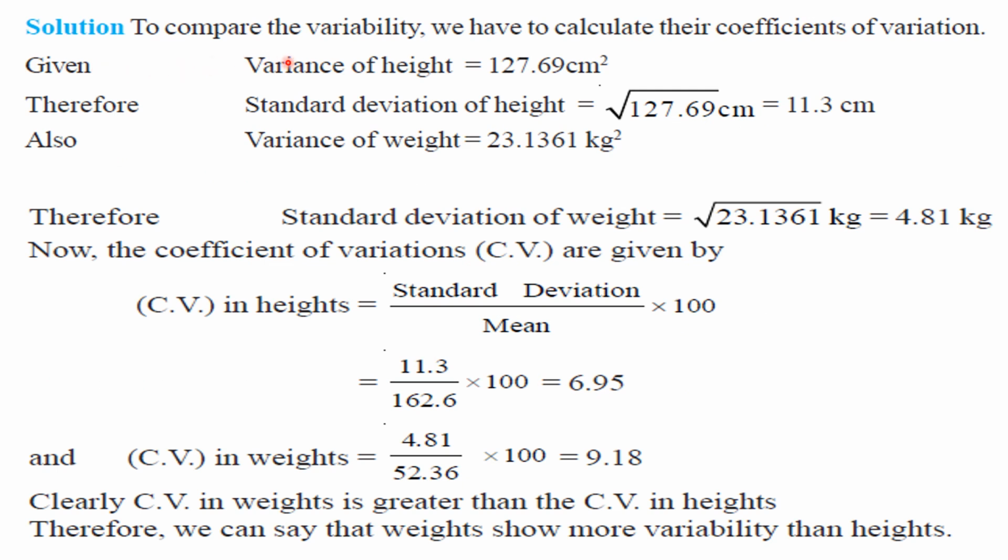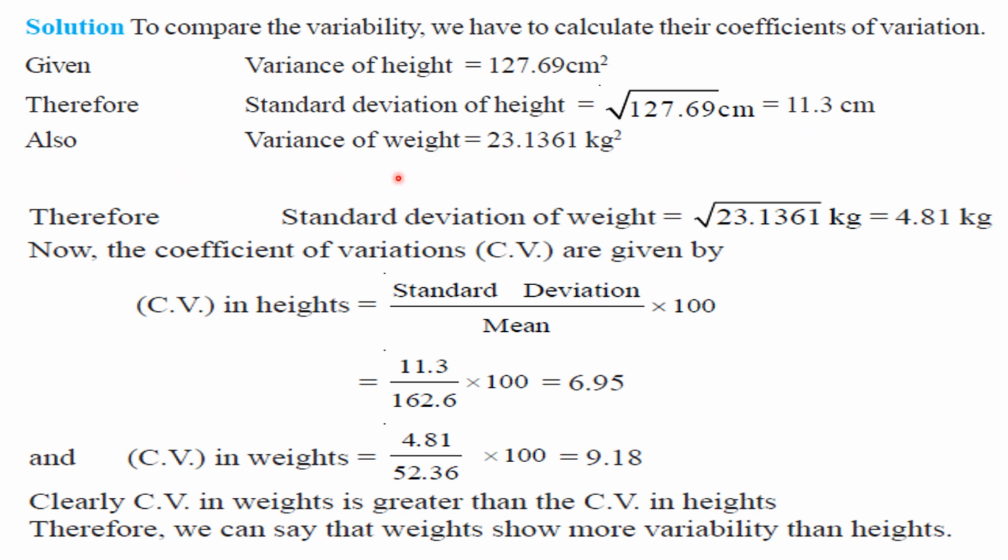Now, to compare the variability, we have to calculate their coefficients of variation. Yes, my children? Right. What is given here? Variance of height is equal to 127.69 centimeters square. Therefore, standard deviation of the height is equal to square root of variance. Yes, my children? So that is equal to square root of 127.69. What will we get here? 11.3 centimeters. Square root of 127.69 is equal to 11.3 centimeters. Okay, my children?